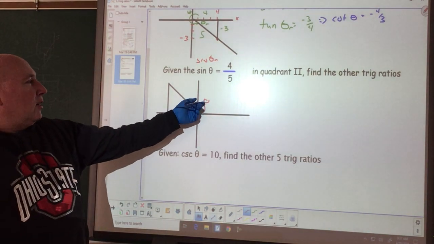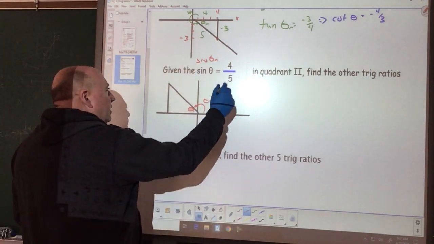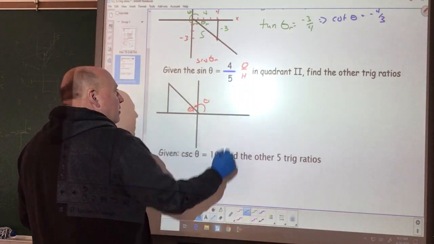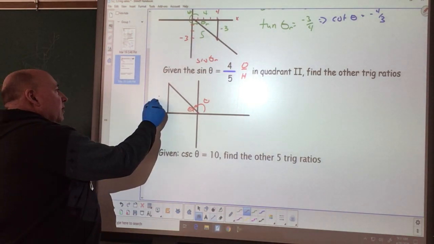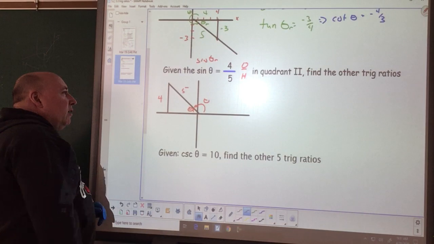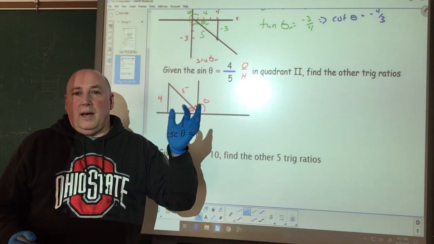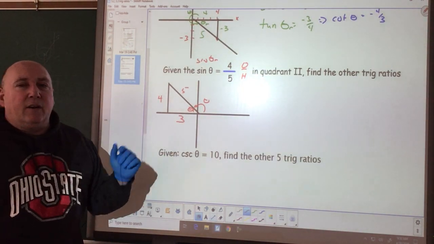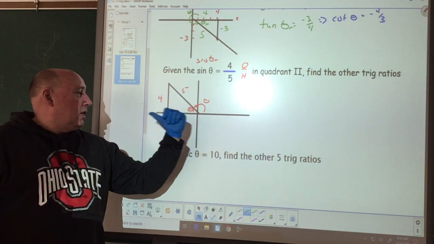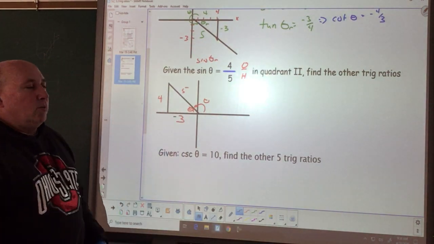Here's my reference angle, here's my theta. The sine of this angle is 4/5, which is opposite over hypotenuse. So my opposite is a value of 4. My hypotenuse is a value of 5. Once again, we have our Pythagorean triple. We have a 3, 4, 5 triangle. Make sure you check for any negatives. Well, this one goes to the left, so I need to make sure I get a negative sign with the 3.